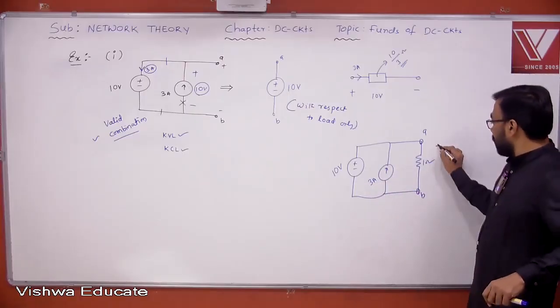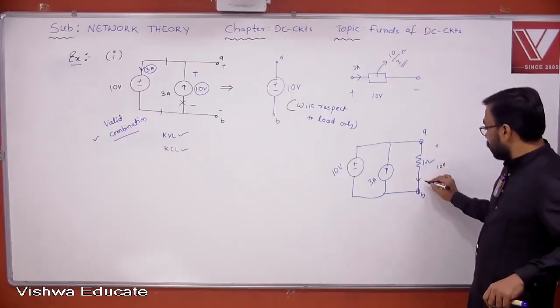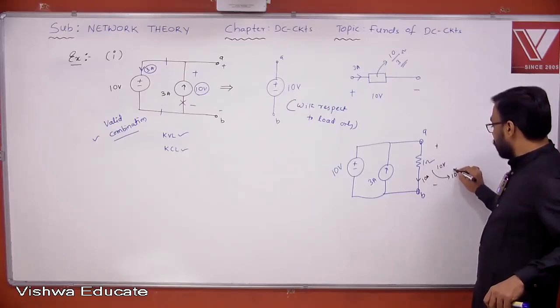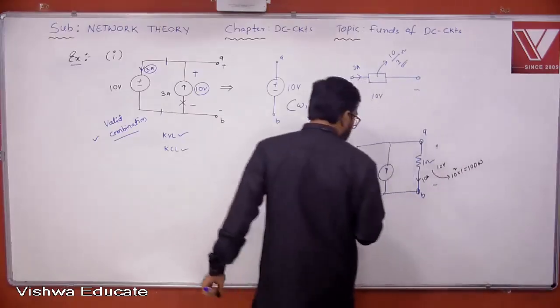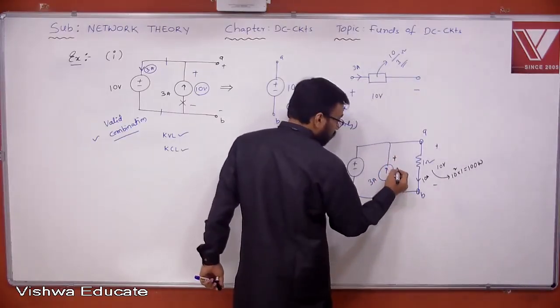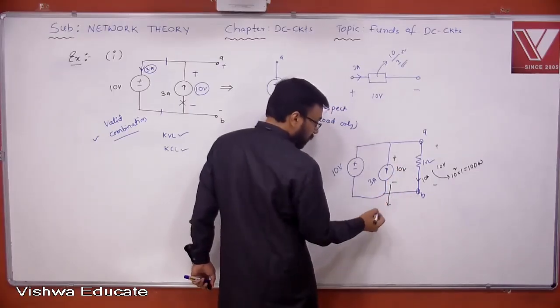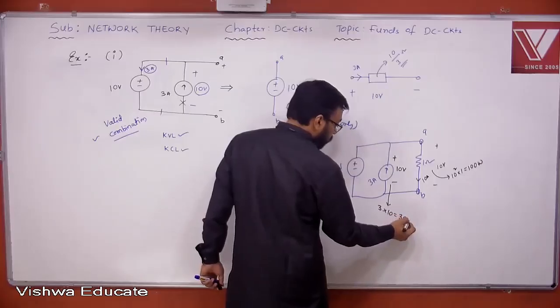What is the voltage across this element? 10 volts. What is the current flowing through this? 10 amperes. Yes or no? Because 10 by 1. What is the power of this element? 10 square into 1, that is 100 watt. Now, what is the voltage across this element? 10 volts. What is the power of this? 3 into 10, 30 watt.